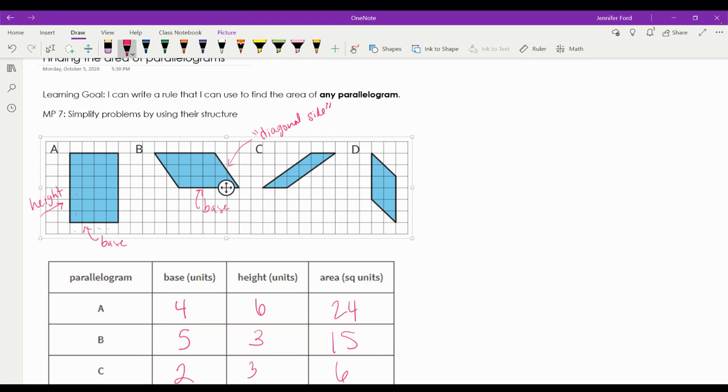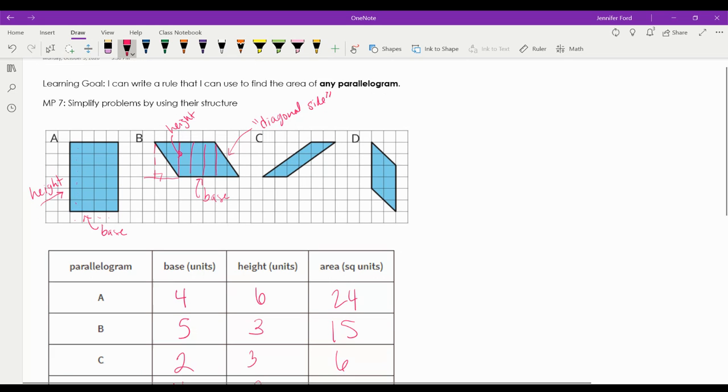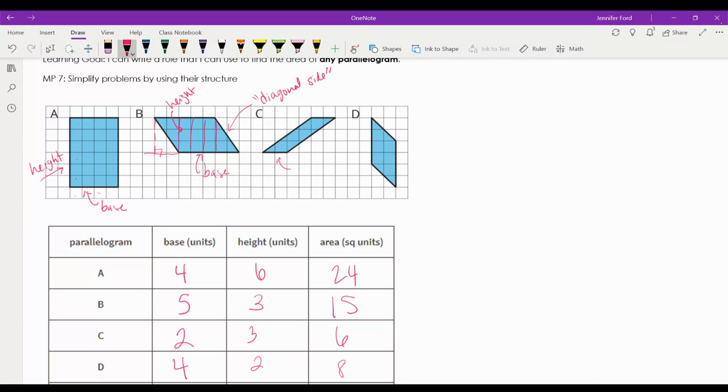So I could measure the height here, here, here, here. I could even measure the height out on the side there. Wherever I measure the height, these are all the height. The height, anywhere I measure it, is going to be 3 for that one. Here I've got the base. And then for this one, I'm going to have to come out here for the height. Or I could come over here for the height, I suppose, as well. But that's still 3.